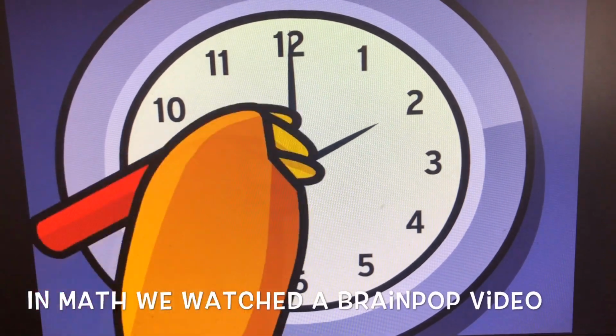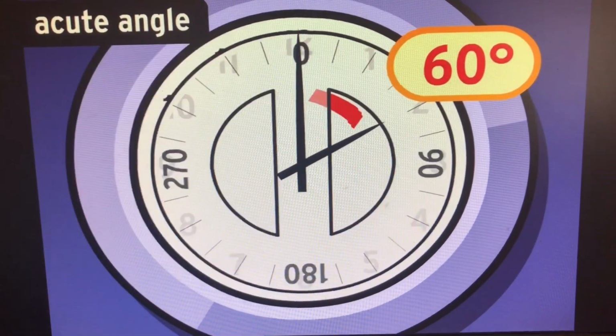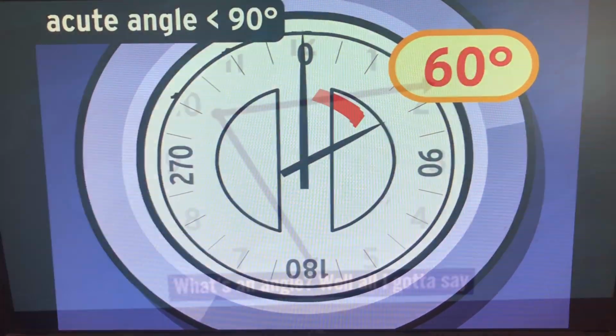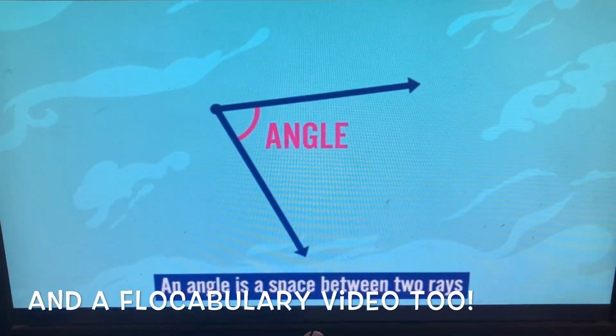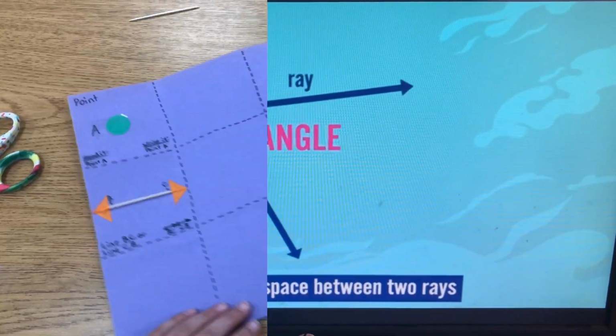2 o'clock, we're looking at an acute angle. Acute angles are less than 90 degrees. Well, all I gotta say, an angle is the space between 2 rays.